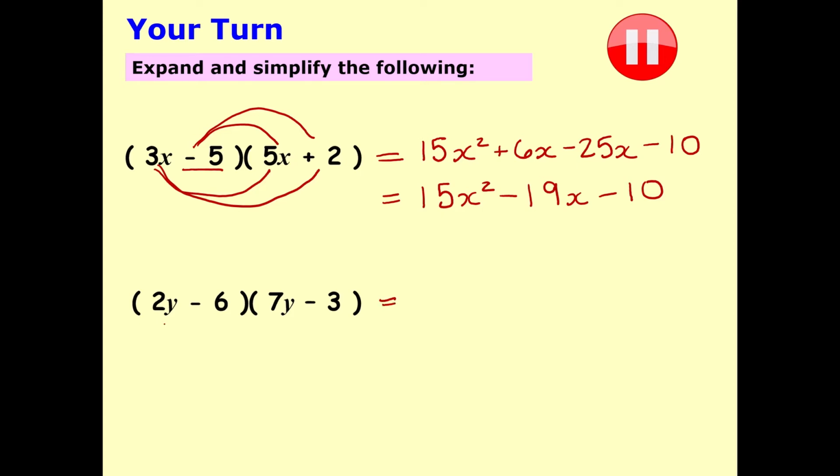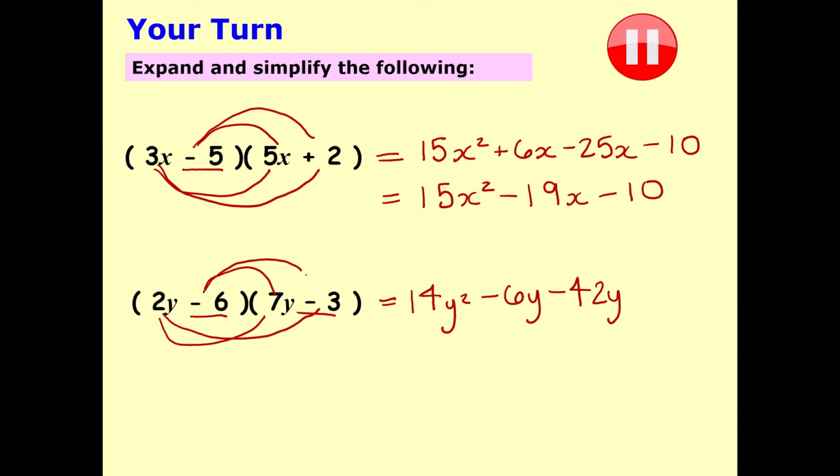And the last question, 2y times 7y gives us 14y squared. 2y times negative 3 gives us negative 6y. Negative 6 times 7y gives us negative 42y. And then negative 6 times negative 3 gives us positive 18. Then we go ahead and collect like terms. So 14y squared minus 6y minus 42y gives us minus 48y plus 18. So again, mark all your work, and really well done if you got both of them correct.